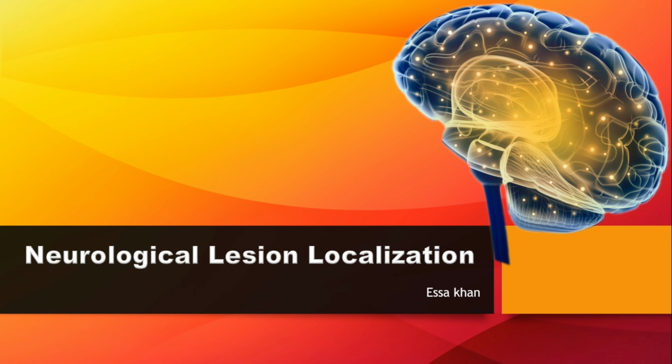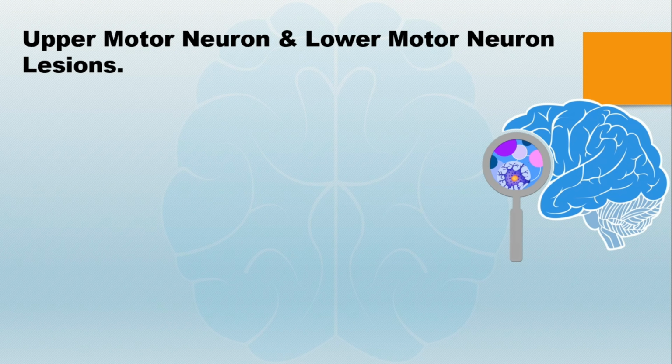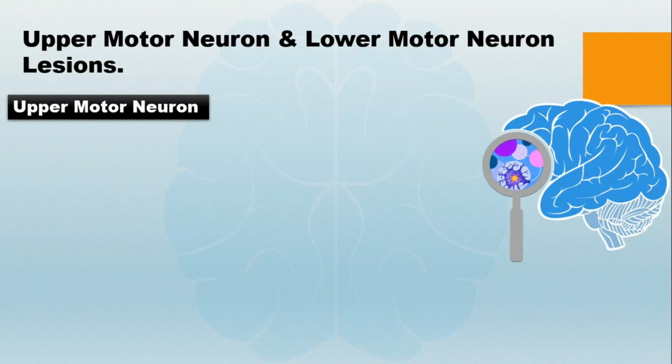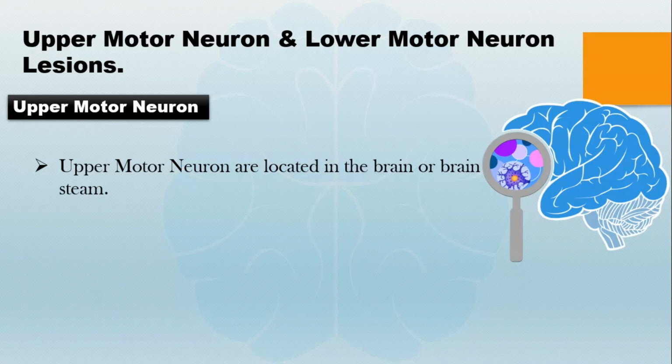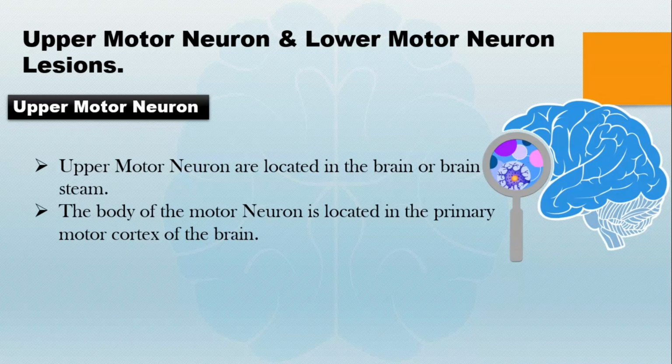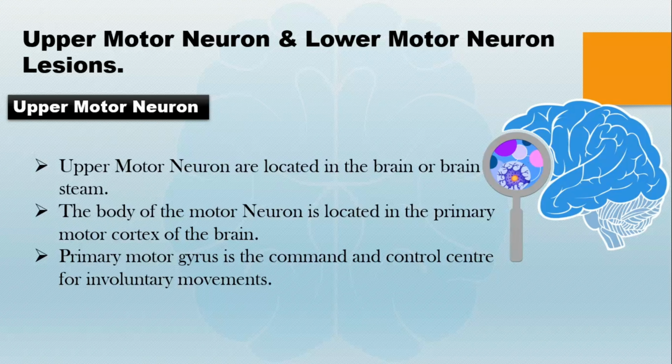So in this brief video we will go through upper motor neuron and lower motor neuron lesions. First, let's understand what an upper motor neuron is and what a lower motor neuron is. Then we will go to the lesions. The upper motor neurons are the neurons located in the brain and brain stem. The body of the motor neuron is located in the primary motor cortex of the brain. The primary motor gyrus of the cortex is the command and control center for voluntary movements.